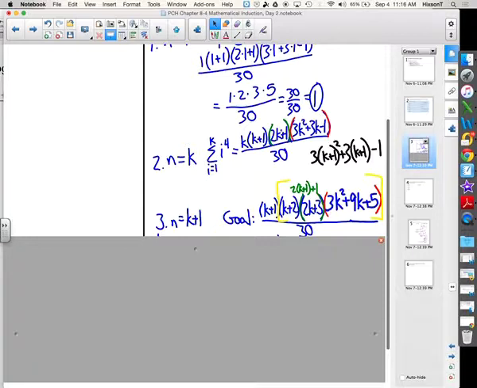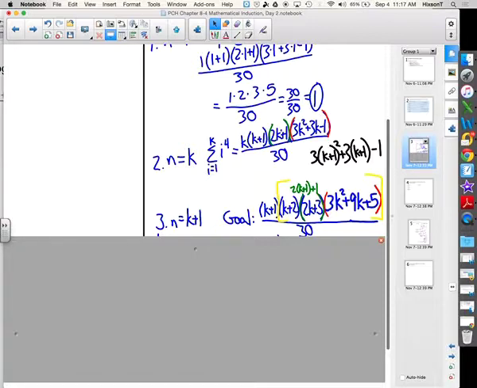Yes? Where'd you get 2k plus 3 from? Would it be 2k plus 2? Well, you distribute 2k plus 2, but then you have this other plus 1. Oh, okay. So you gotta add another one. Okay. Anything else? Questions up to this point?